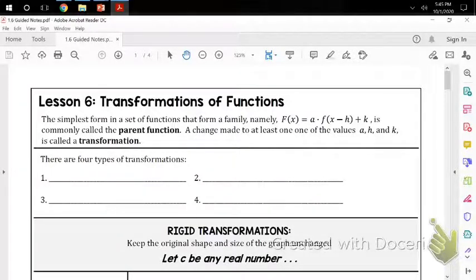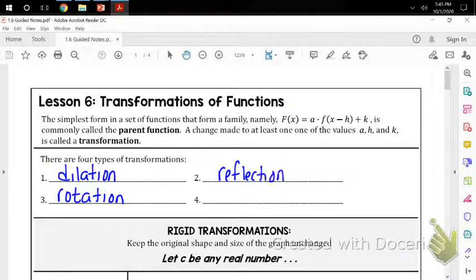So there are four types of transformations. We have a dilation, a rotation, we have reflection, and then a translation.